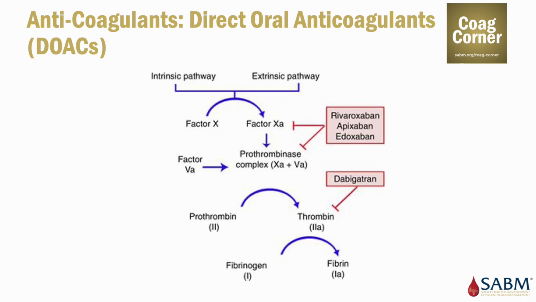Direct oral anticoagulants are classified into 2 major categories based on mechanism of action: direct thrombin inhibitors and 10A inhibitors. Direct thrombin inhibitors include the oral agent dabigatran, while 10A inhibitors include the oral agents apixaban, rivaroxaban, and edoxaban.